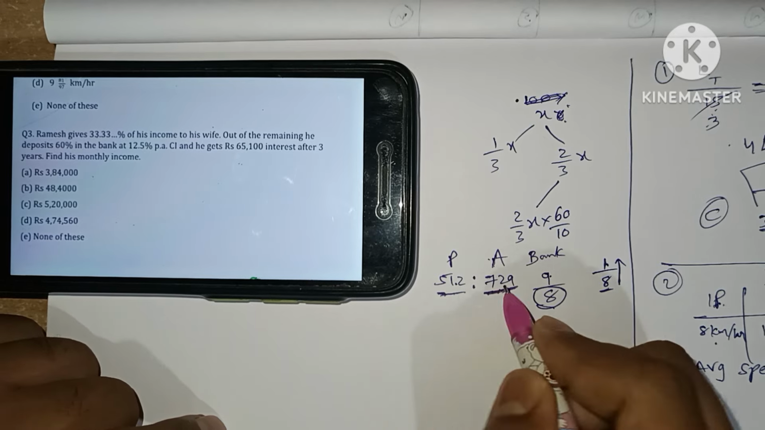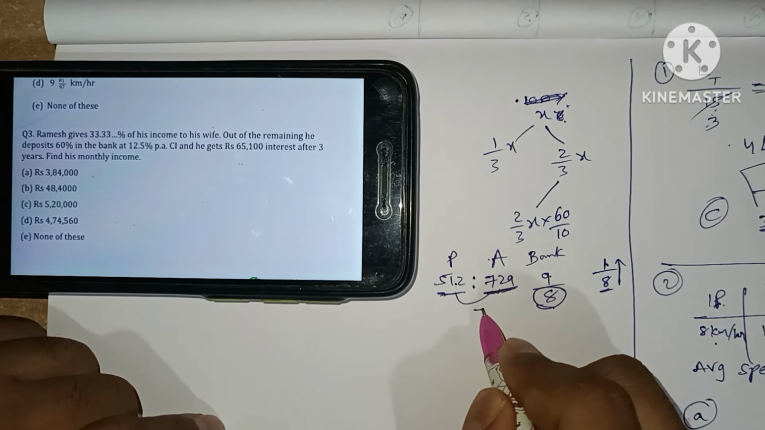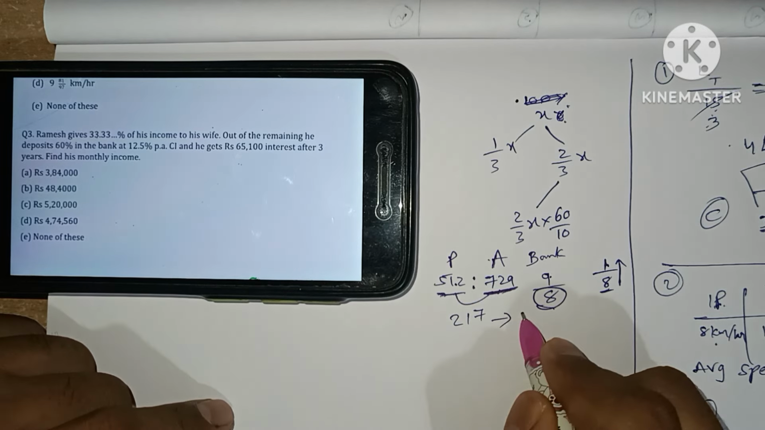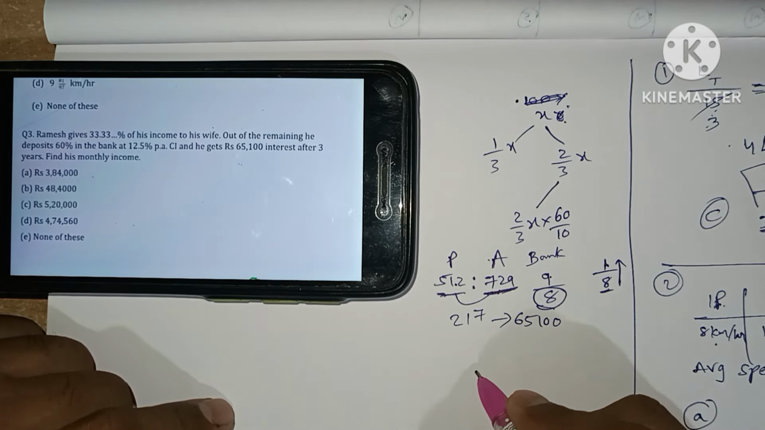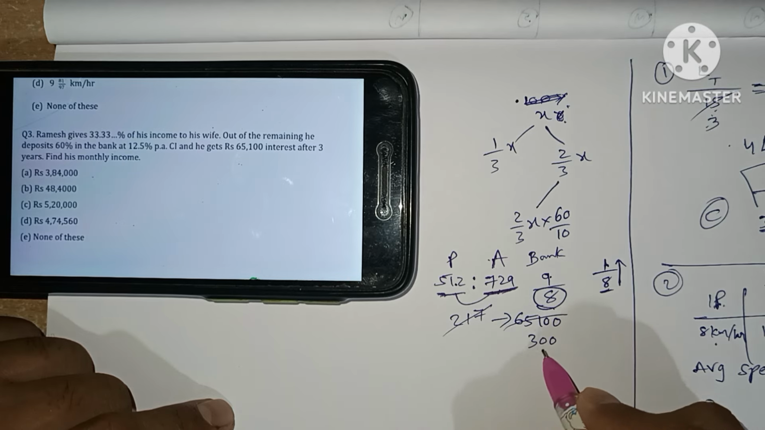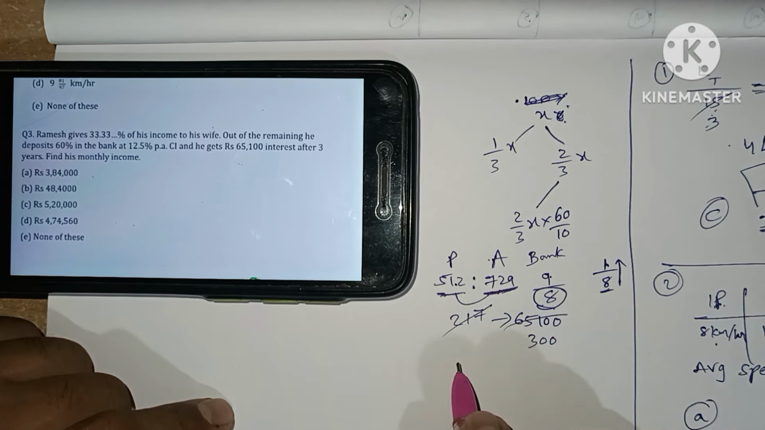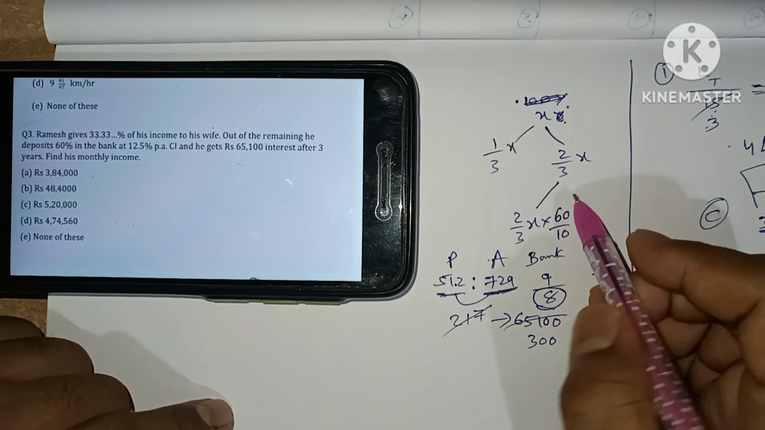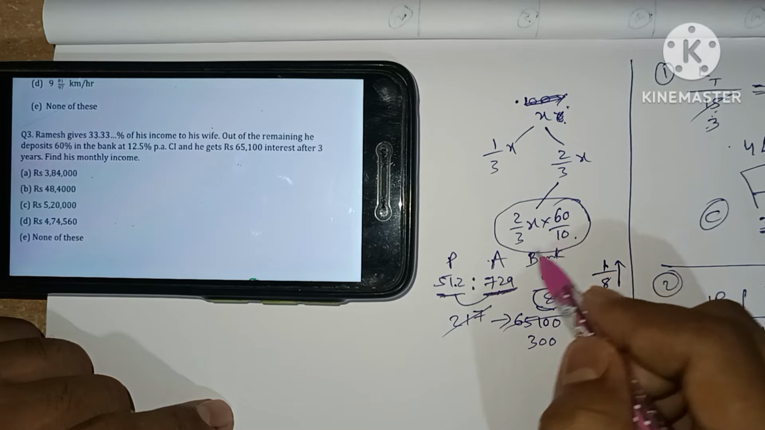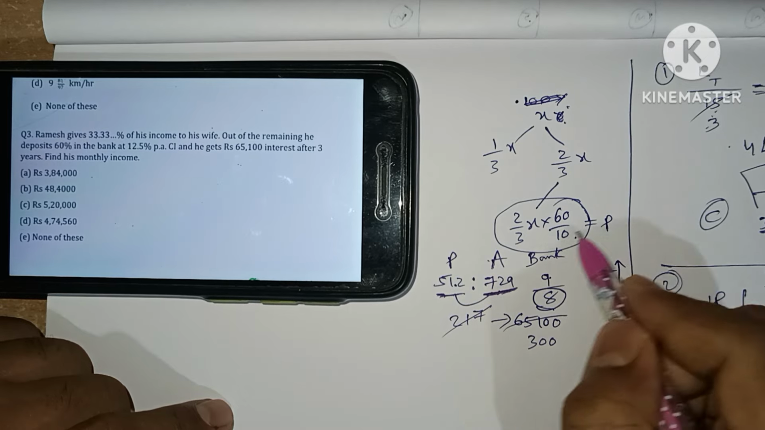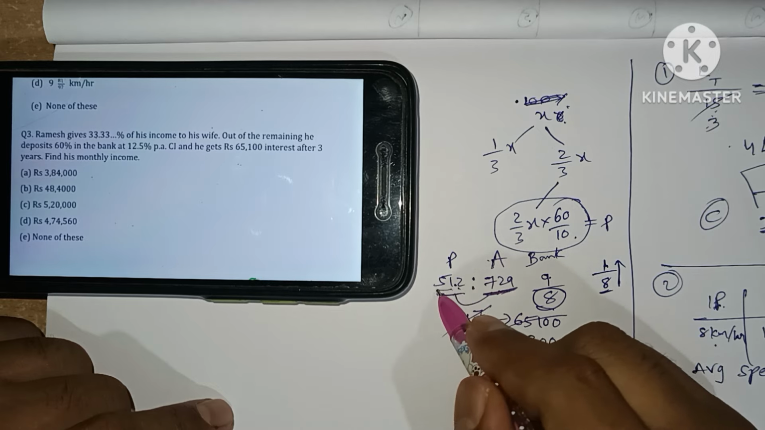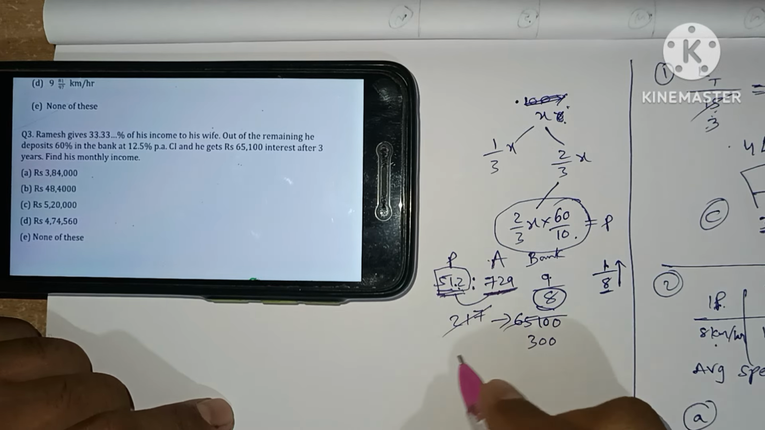Here it is principal, here it is amount. So the difference between these two, which will be 712,217, is nothing but the interest 65100. So it is clear that 217 300 times will be this one. Now what we need to find is the value of this one, because this whole amount is nothing but the principal. This amount is placed in the bank, so we have total 512 as our principal.